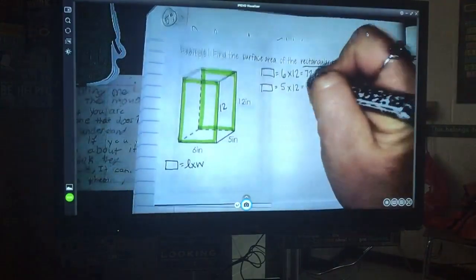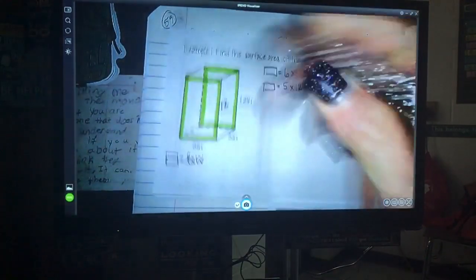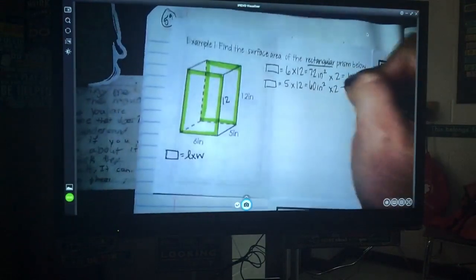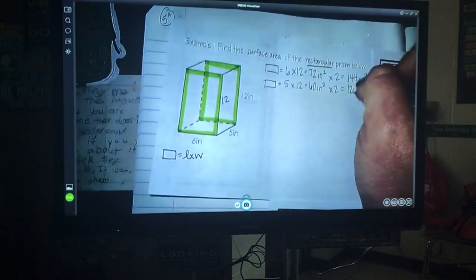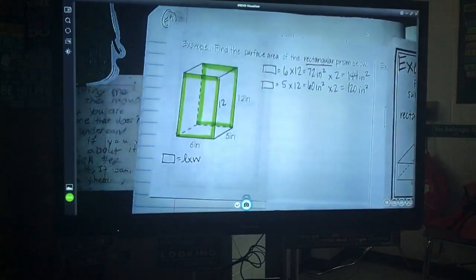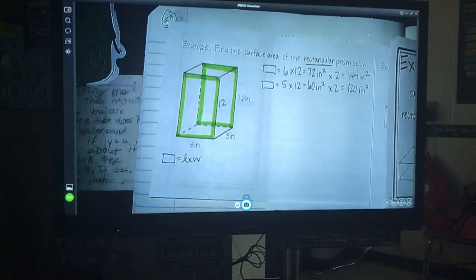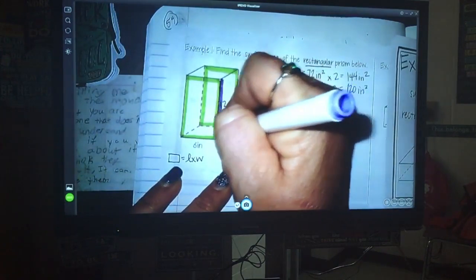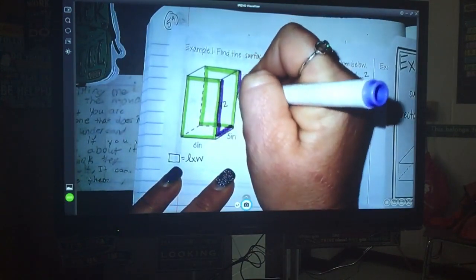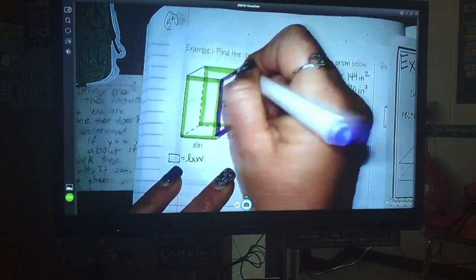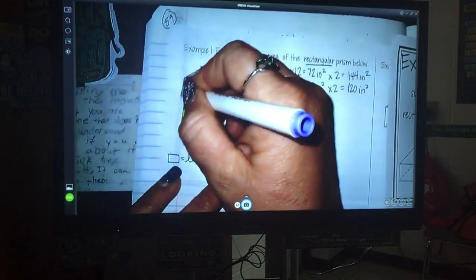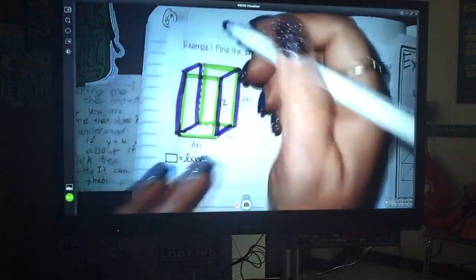60 inches. And do I have another shape that is exactly the same as that one? Yes. So I can multiply that by 2, which gives me 120 inches squared. Take a different color and identify these two as being the same.